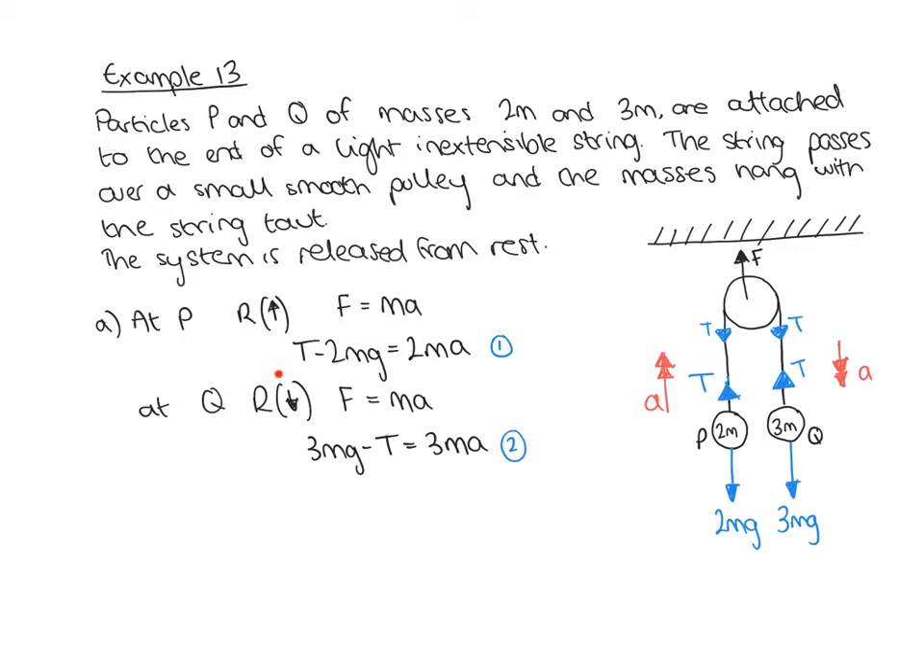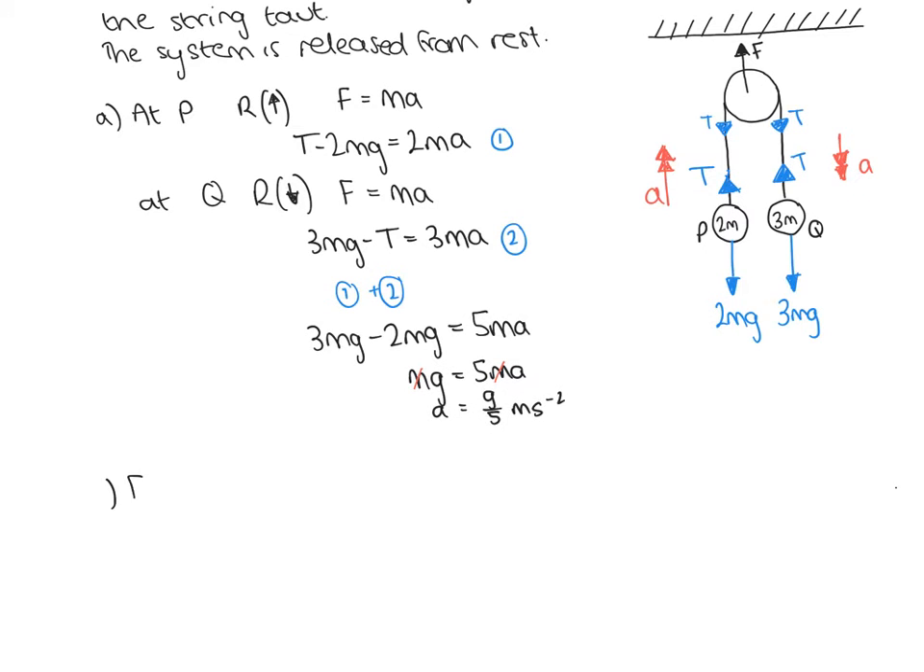We then have two equations. Okay, remember g is a constant. We've got two equations with T that's unknown and a that's unknown. So we can actually solve these simultaneously, and it's always going to look like this sort of thing when it's pulleys. Add them together, 3mg minus 2mg, the T's will cancel out. So mg is 5ma, your m's cancel out. So the acceleration is g over 5 meters per second squared.